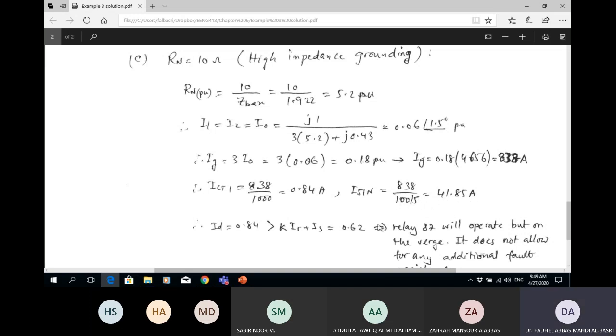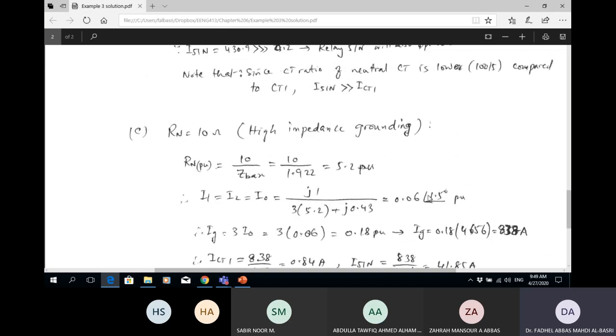Now, of course, if you compare the differential relay operation, differential relay KIR plus IS becomes 0.6, and the differential current of 0.84 is very close. You are on the verge of operation. Yes, it will operate, but this is very close to this. While in the overcurrent relay, still 41 is much greater than 0.2, so it will easily operate.